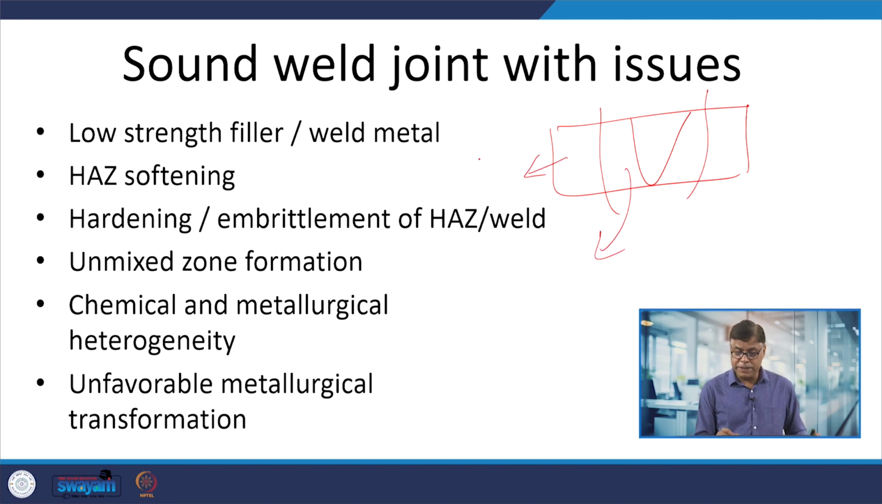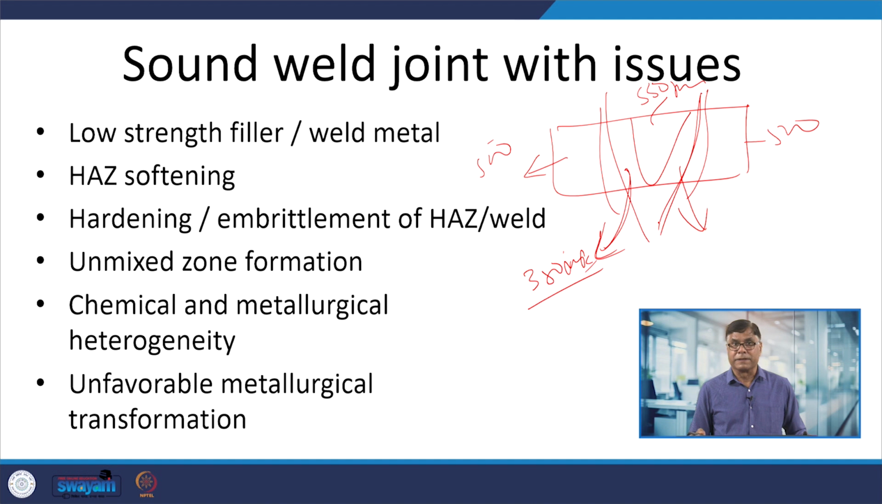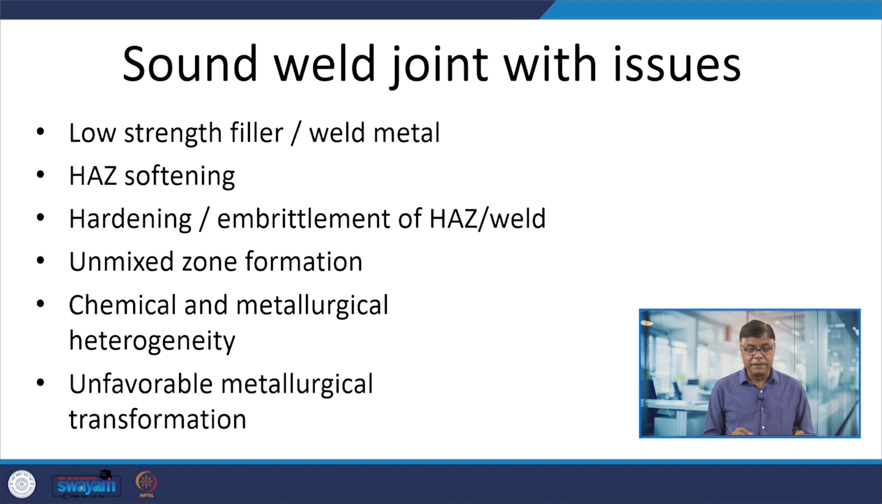Say the base metal is 500 MPa, both the sides, weld is also like say 550 MPa, but the HAZ properties have been compromised very badly due to the heat input, and its softening has taken place, and therefore, its strength has been reduced to 350 MPa. So, instead of the weld metal and base metal, HAZ failure will be taking place. Everything is fine, there is no sound, there is no defect, joint is sound, but still failure will occur from the HAZ. Another possibility of the failure, when the joint is sound, but still the failure can occur due to the hardening and embrittlement.